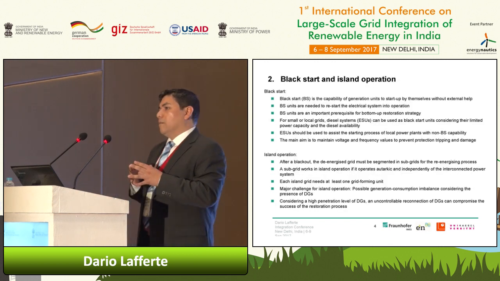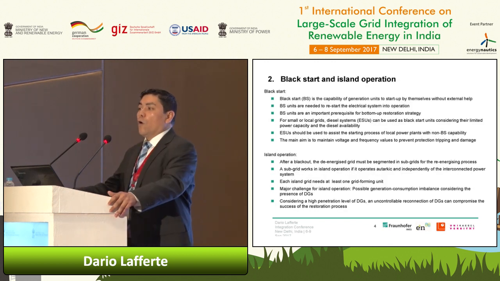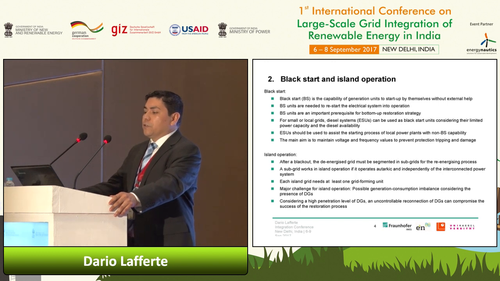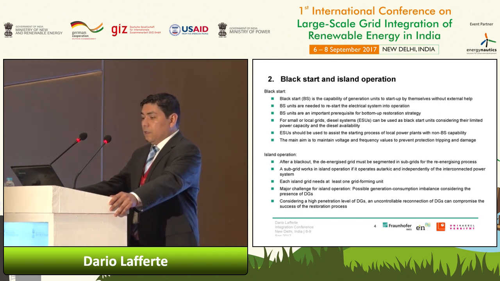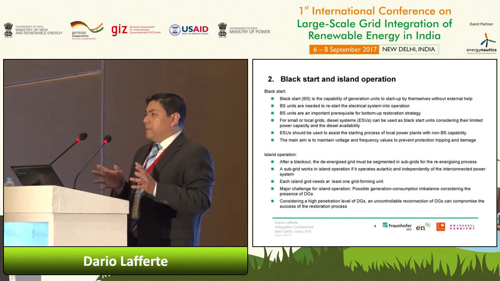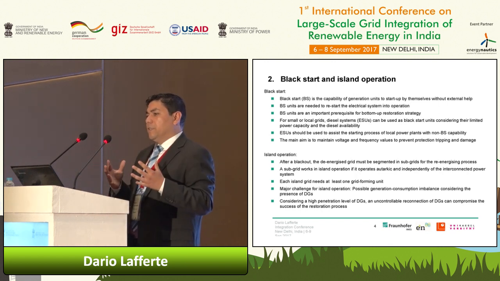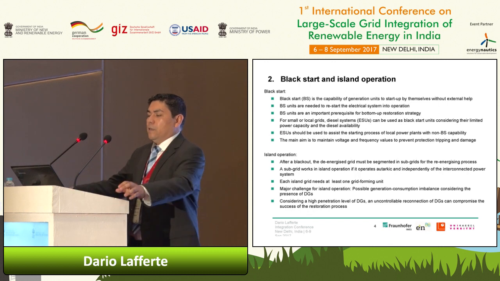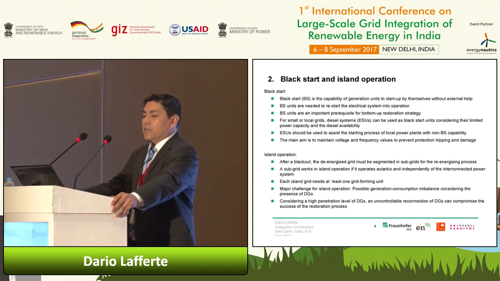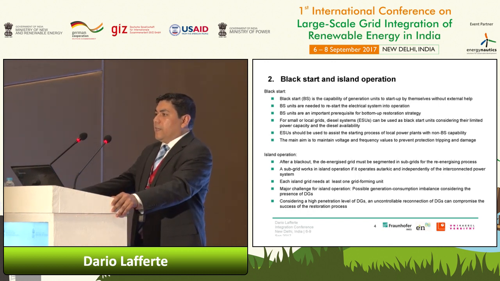The Black Start capability is the capability of a generation unit to start by itself without external help. And we need these units to restart the grid and to take the grid again into operation after a blackout. And they are a prerequisite for the bottom-up strategy.